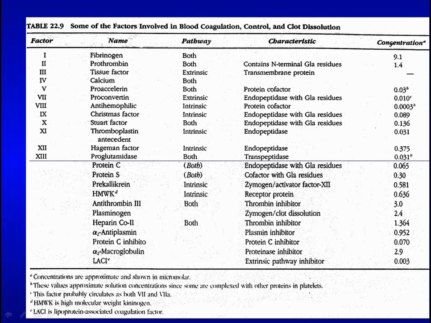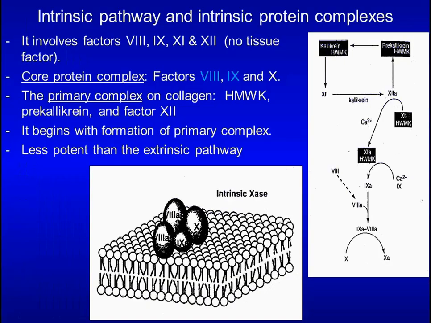This table summarizes all proteases and cofactors in coagulation. In particular, 5 zymogens and 1 protein cofactor are highlighted. They all contain GLA residues. The intrinsic pathway involves factor 8, 9, 11, and 12 in 2 complexes. The core protein complex is comprised of factor 8, 9, and 10. Activated factor 9, highlighted here, cleaves factor 10. This complex is controlled by factors 11 and 12.